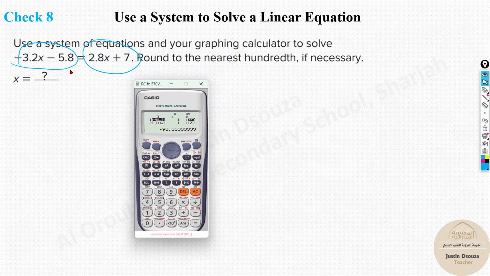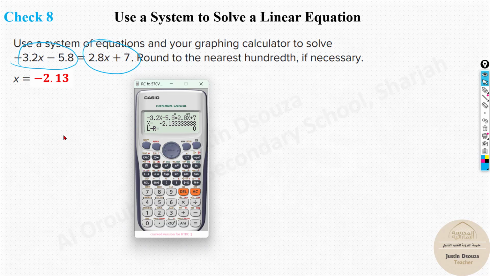All you do is substitute these two equations. Let's go to the mode over here, computing mode. 3.2 alpha x minus 5.8 equal to 2.8 alpha x plus 7. Shift and solve, and the answer is negative 2.13. Yeah, that goes on.